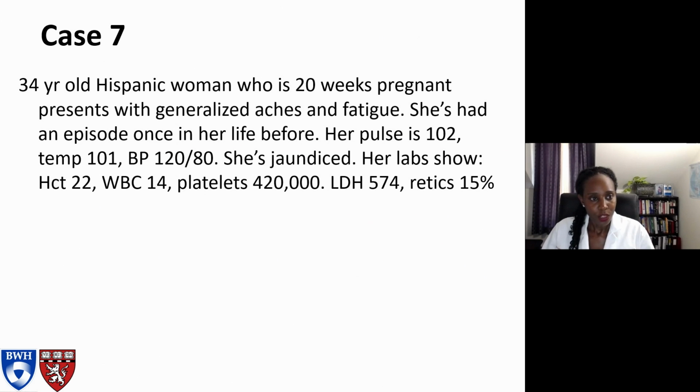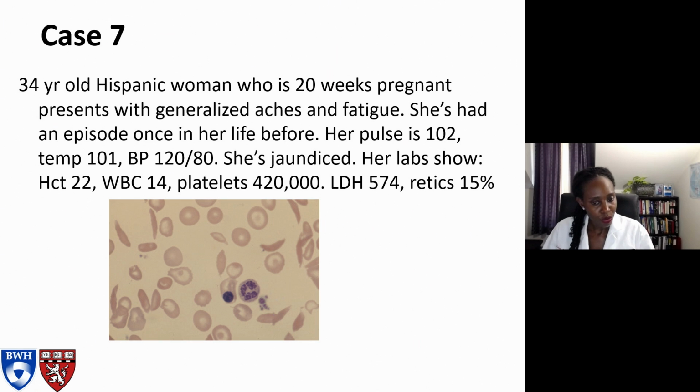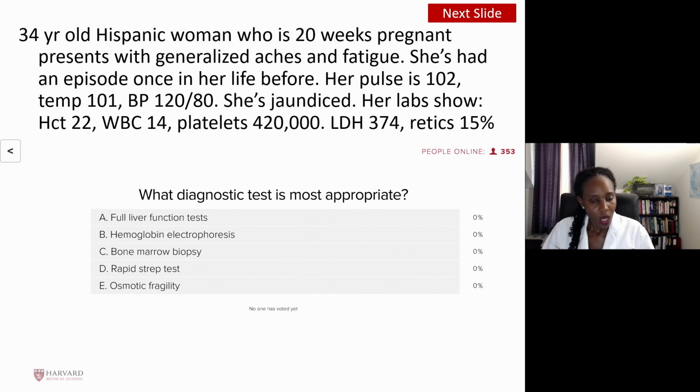The next is a 34-year-old Hispanic woman who's 20 weeks pregnant. She presents with generalized aches and fatigue. She's had one episode in her life before. Her pulse is 102, temperature is 101, blood pressure is normal, she's jaundiced, and her labs show a hematocrit of 22, white count of 14, platelets of 420, an LDH of 574, and 15% reticulocytes. And this is her peripheral smear. What diagnostic test is most appropriate?